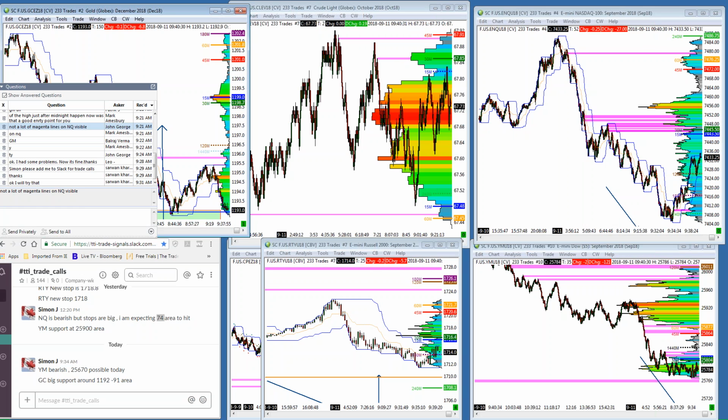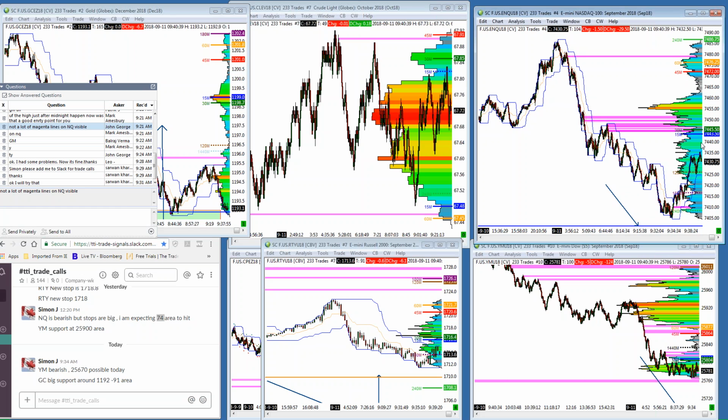The market opening at 9:30 affected the Nasdaq, and there was some buying, but I'm expecting it to come lower. So let's wait.